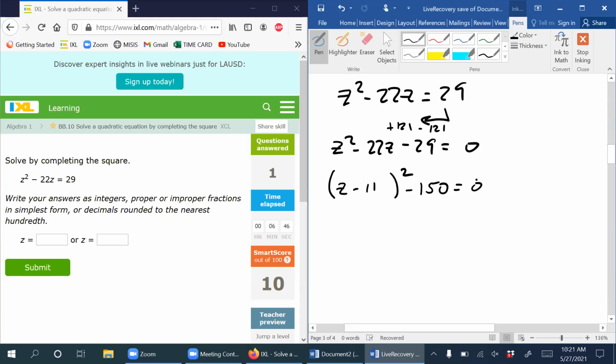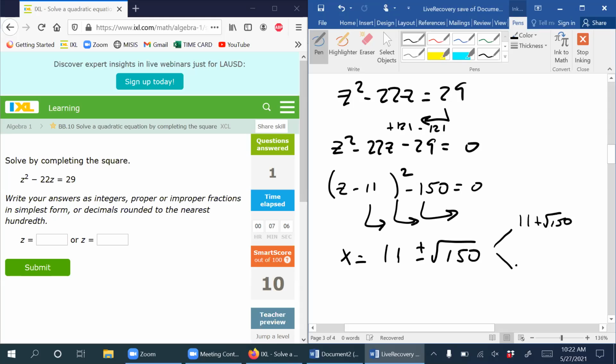Now, for us to solve it, we're going to get rid of stuff. We're going to get rid of 150, get rid of the square, and get rid of the 11. So z is equal to plus and minus the square root of 150. And what's the opposite of minus 11? Plus 11. And we're going to type this into our calculator, but we have to write our two versions: 11 plus the square root of 150, and 11 minus the square root of 150.